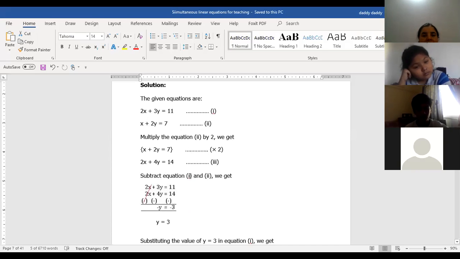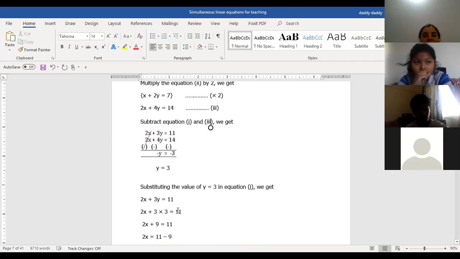And then I have subtracted this new equation from the first equation. So see, equation first and third, not second. This is how we subtract. The equation which is written below, in the second place, all the signs will change. So you will get minus y is equal to minus 3, and finally you will get y is equal to 3.